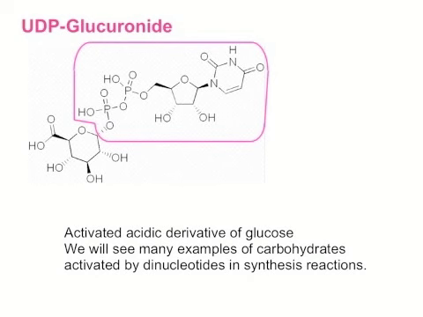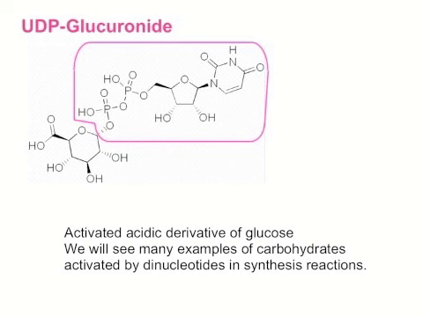Once bilirubin reaches the liver, a carbohydrate derivative is added to make bilirubin more soluble. In this slide, we see an activated acidic derivative of glucose, UDP glucuronide. We will see many examples of carbohydrates that are activated by dinucleotides in synthesis reactions.